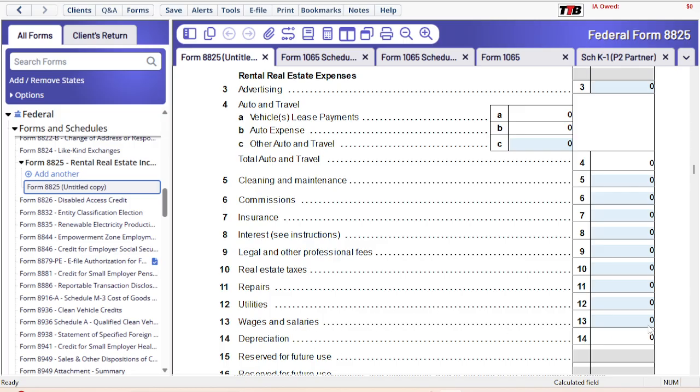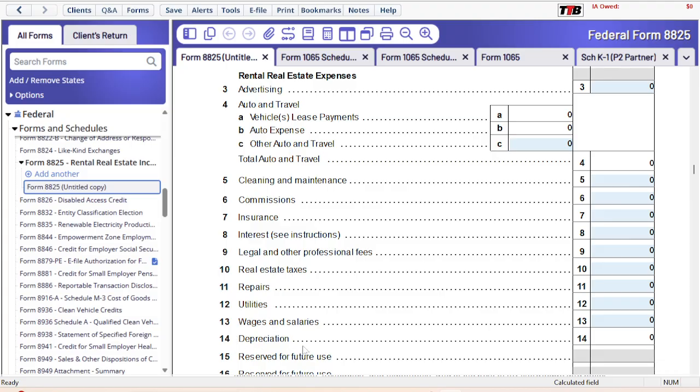Wages and salaries. Okay, so if you are hiring people, then their wages and salaries will go on here, because again, remember, your rental activities are not going to go on page 1 of 1065. It's going to go on Form 8825. So that's where you are going to track your expenses and your income. So paying people will go on line 13 if they are your employees. Then remember to file W-2s for them with the Social Security Administration and give them a copy.